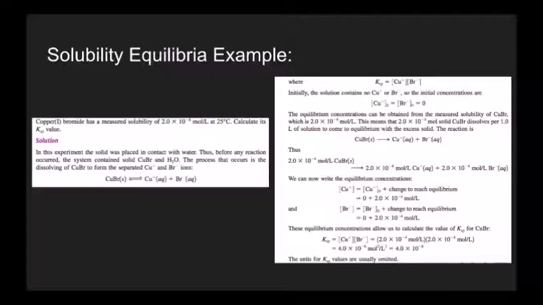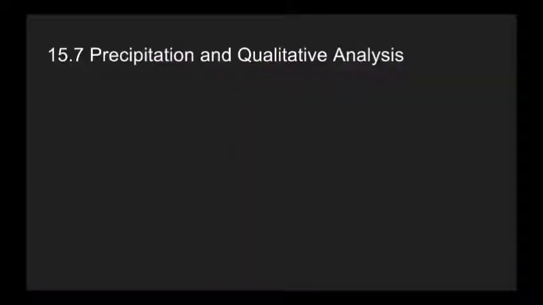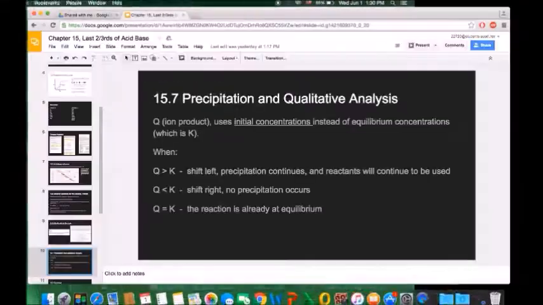Initially the solution has no Cu plus or Br minus, so the concentration is 0. However, after the reaction proceeds to the right, you would have 2.0 times 10 to negative 4 moles per liter of copper and 2.0 times 10 to negative 4 moles per liter of bromide ion. And once you plug into the Ksp equation, you would get Ksp is equal to 2.0 times 10 to the negative 4 squared. Basically, that's the Ksp.